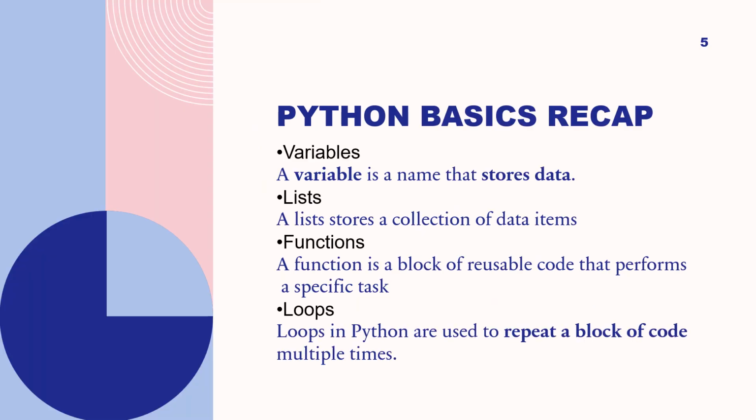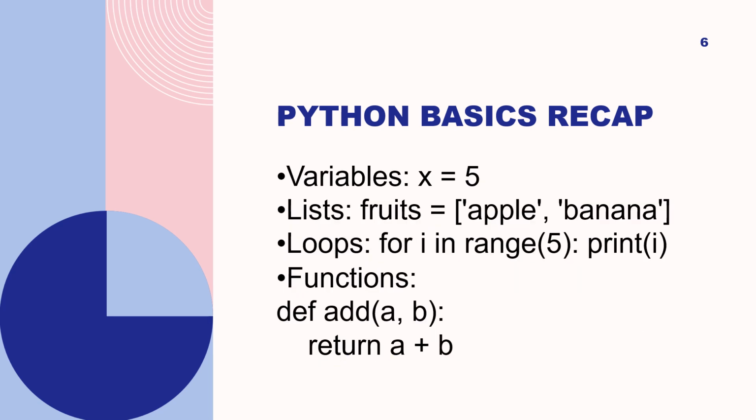Let us know some of the Python basics. What is a variable? A variable is a name that stores data. List. A list is a collection of data items. Functions. A function is a block of reusable code that performs a specific task. Loops. Loops in Python are used to repeat a block of code multiple times.